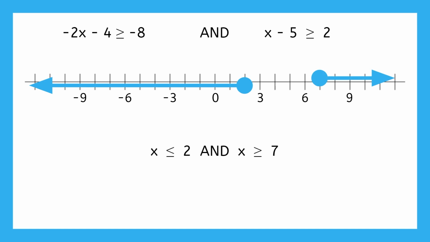There's no numbers that are less than 2 and bigger than 7. Our diagram has no overlap because there isn't a single number that could satisfy both inequalities at the same time. So I guess it's a good thing we graphed it, or we might not have realized that the actual answer here is no solution.